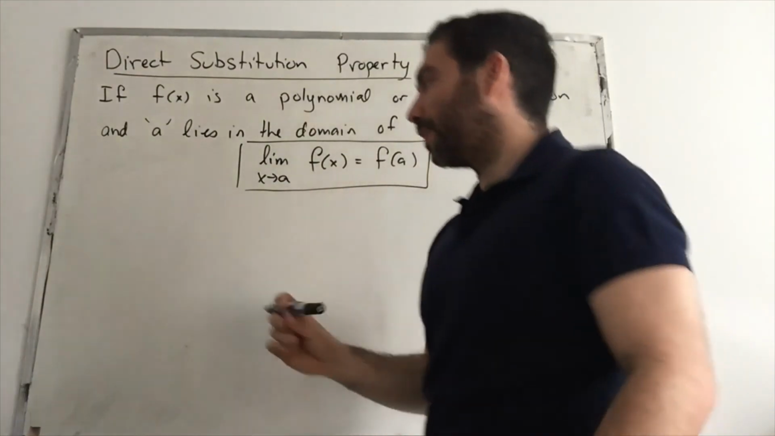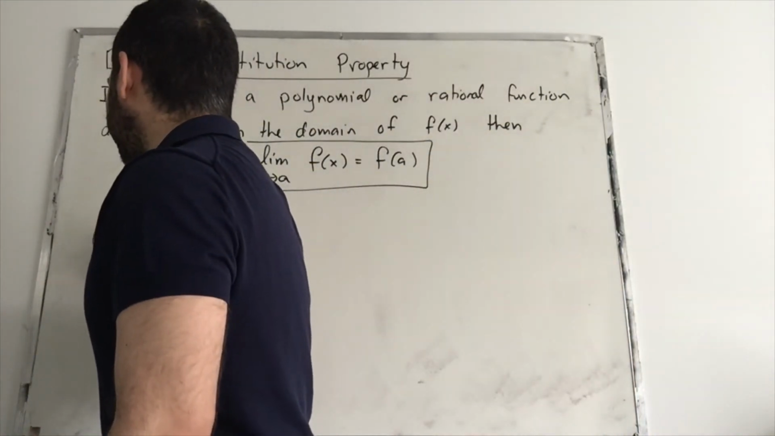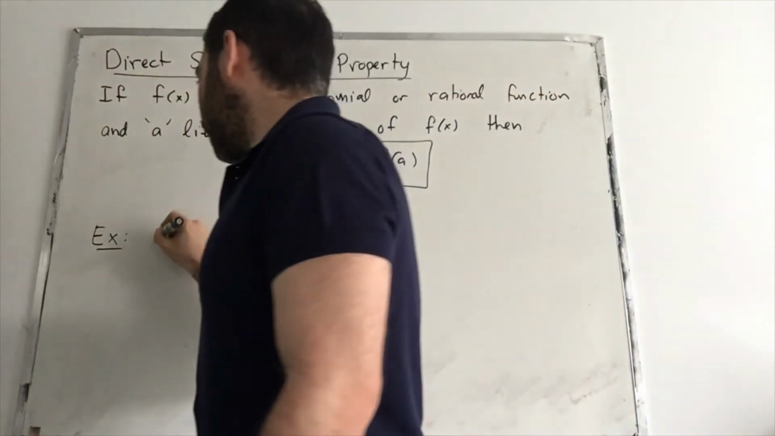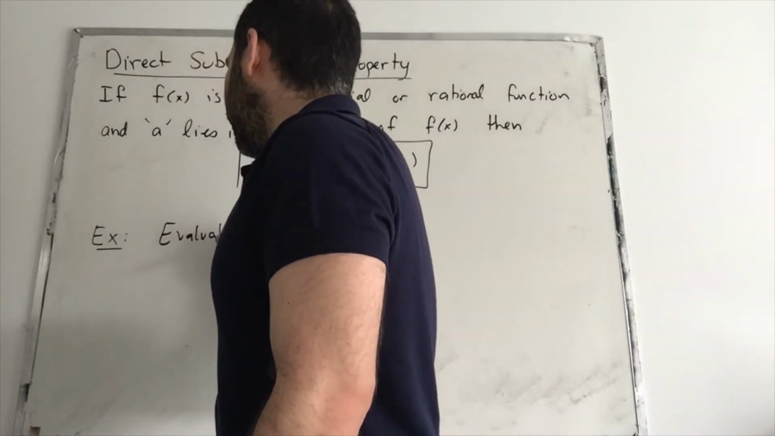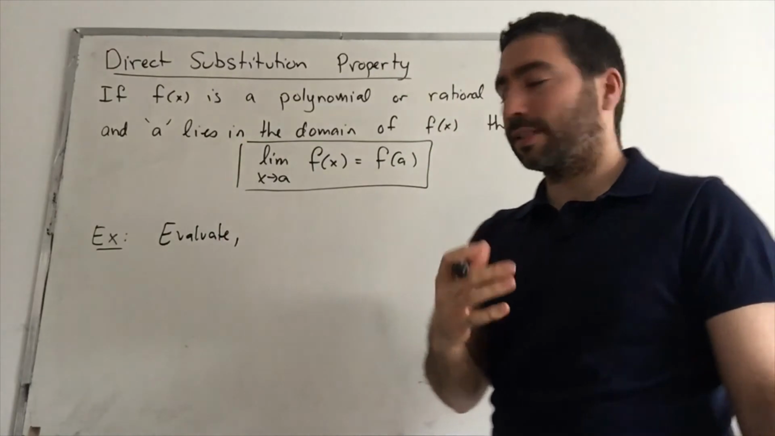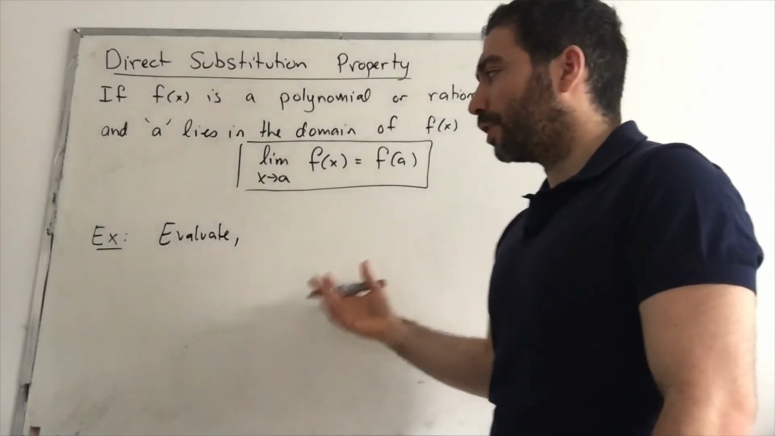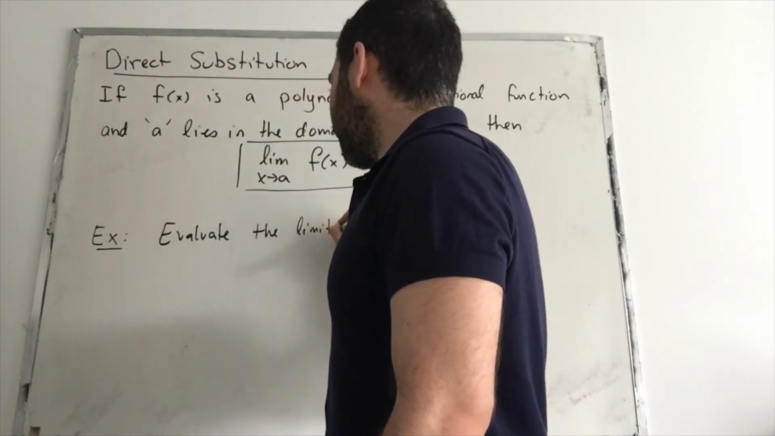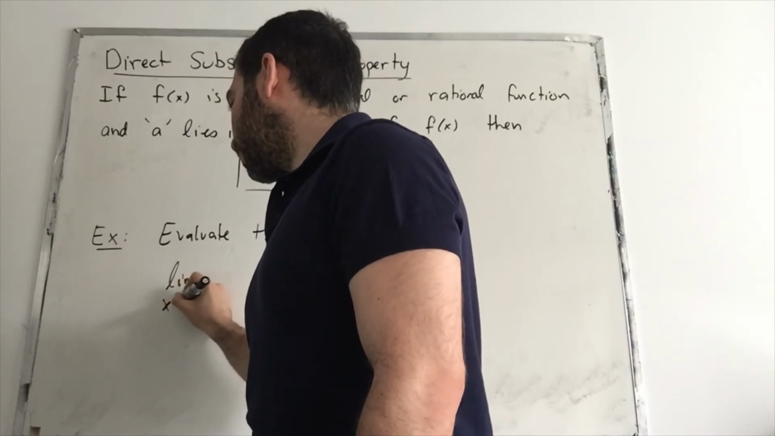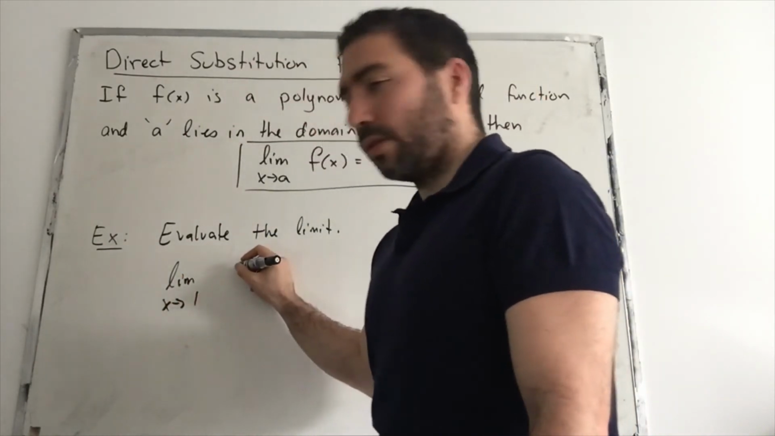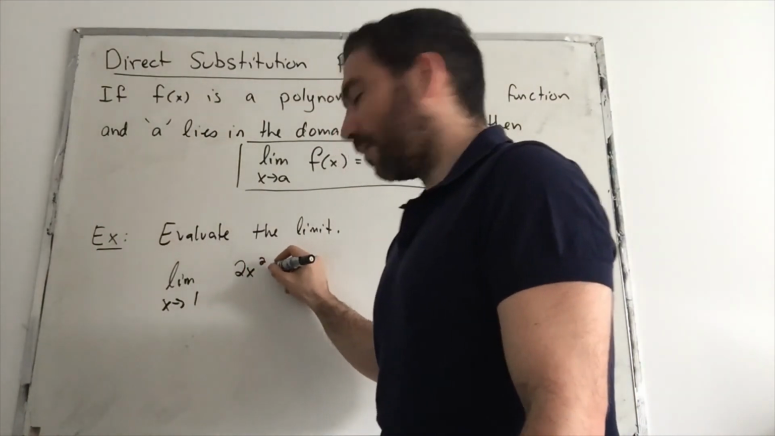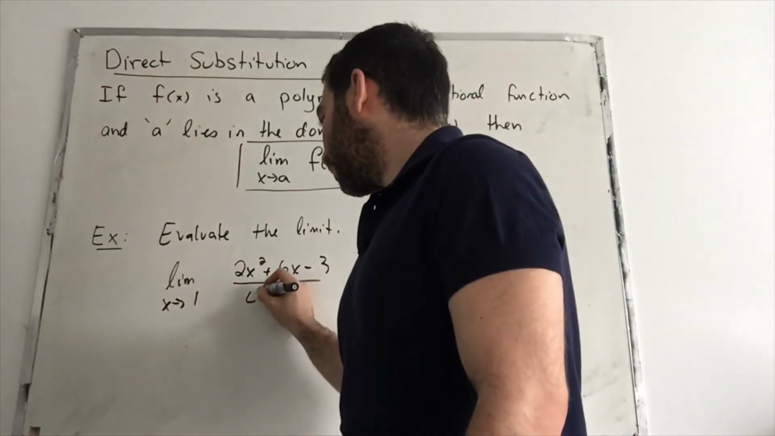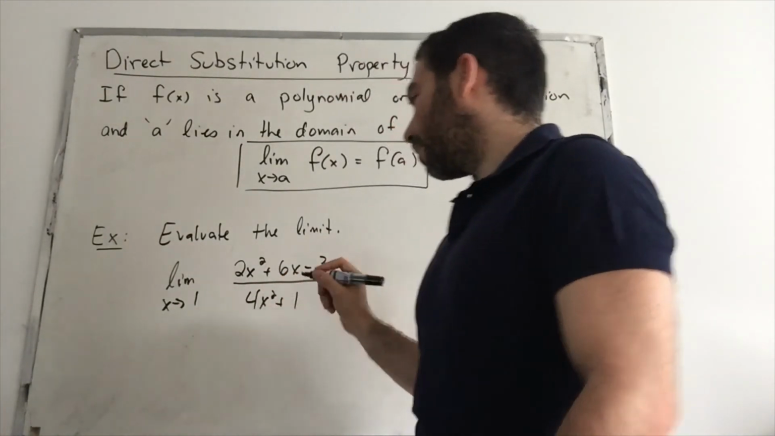So an example of this would be, let's say they ask us to evaluate the limit, and they do not state to justify. In the last examples we saw, they asked us to justify each step. Here they're just asking us to evaluate the limit. They give us the limit as x approaches 1 of 2x squared plus 6x minus 3 over 4x squared plus 1.